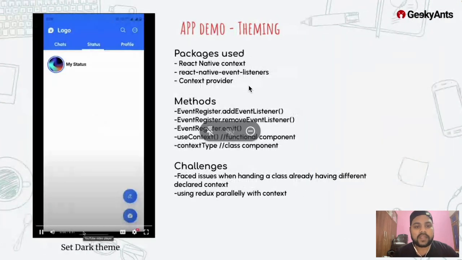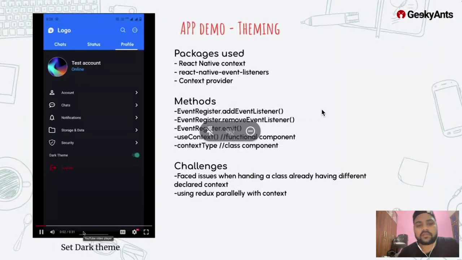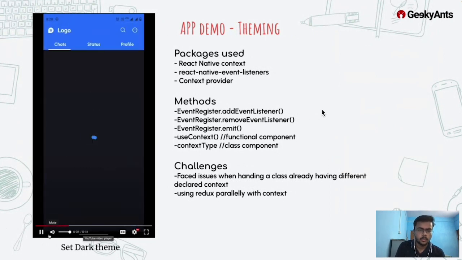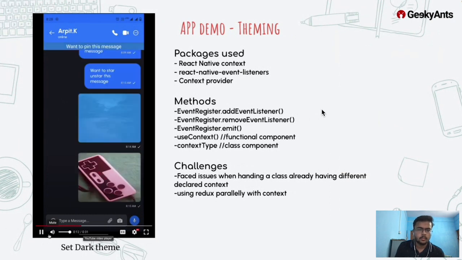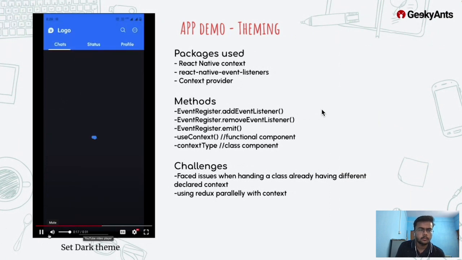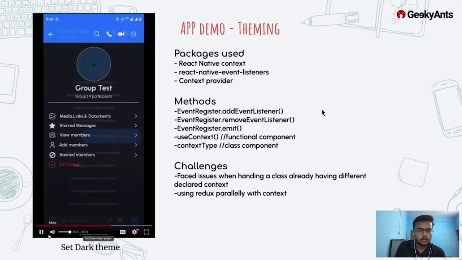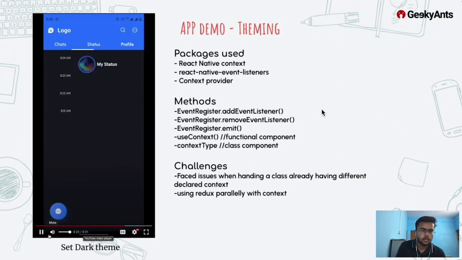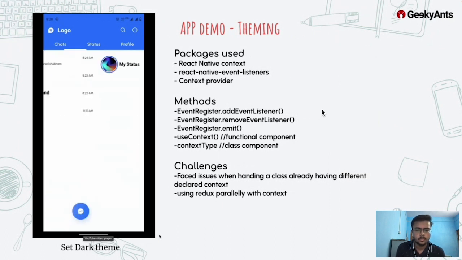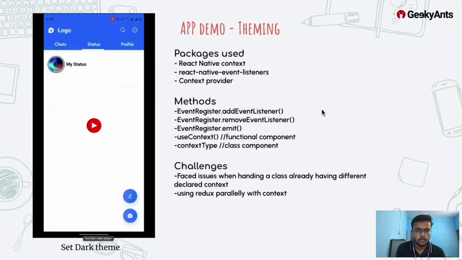Now, app demo theming, that part Yasraj will explain to you. Yasraj, over to you. Yeah, sure, Shubham. We provided a toggle button, as you saw in the video. When I toggled to the dark theme, the whole application changed to the dark theme, and the background is set to black. According to the color changes, the text should be visible, so the text color is also changed. We used three basic packages: the context is the basic thing, an event listener is used when I toggle the button, and the context provider is also necessary. These were the methods which handle this particular task.